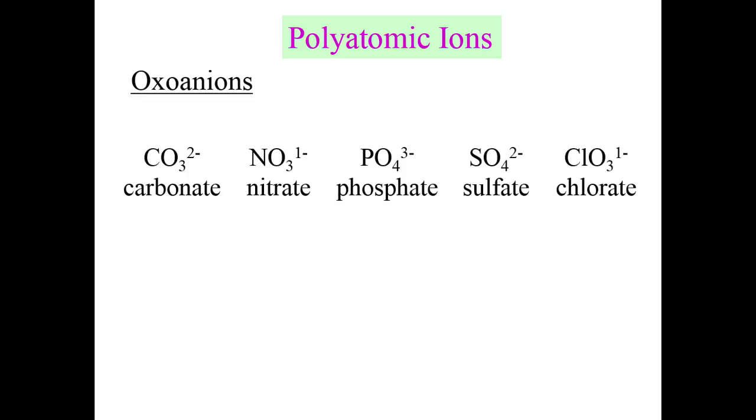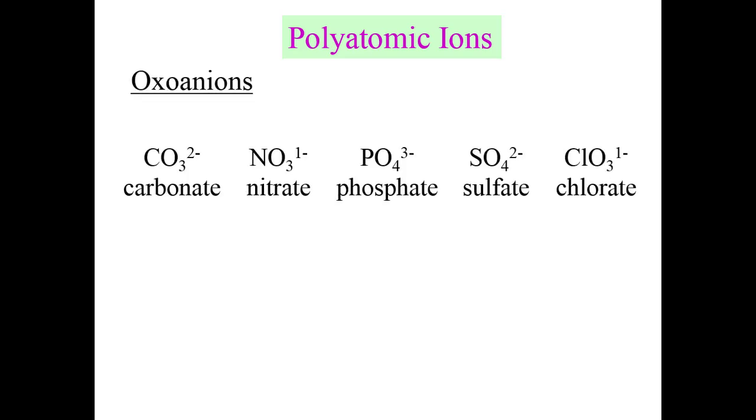There are many polyatomic ions in nature. Let's focus in on those that we will see during this course. Ions with a central atom surrounded by oxygen atoms are called oxoanions. For many, there's a naming scheme.